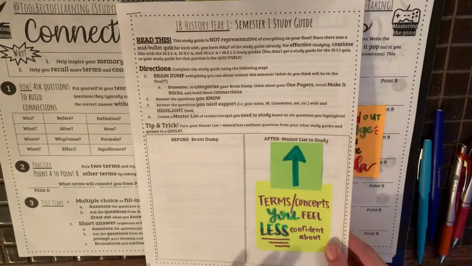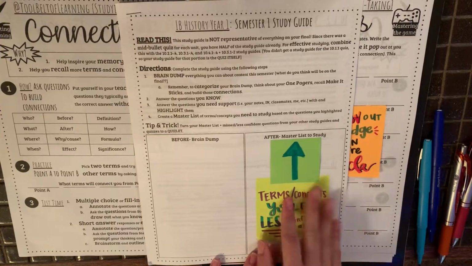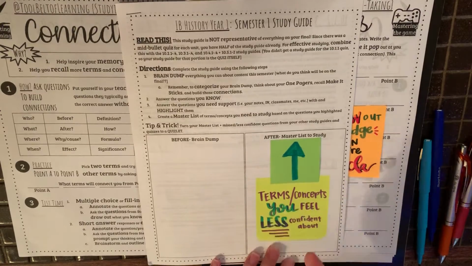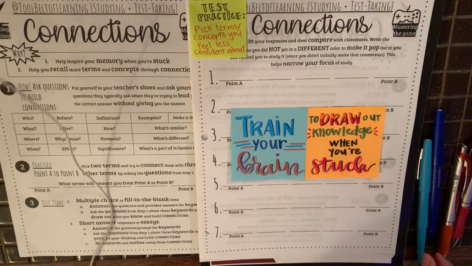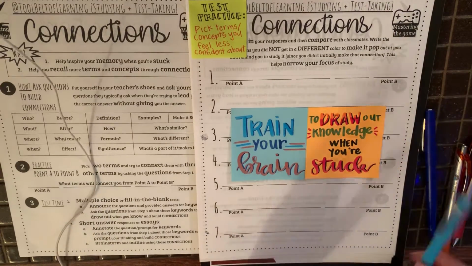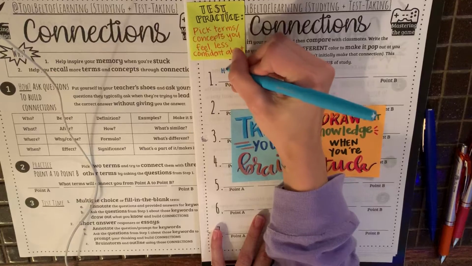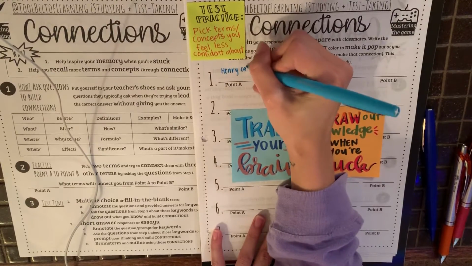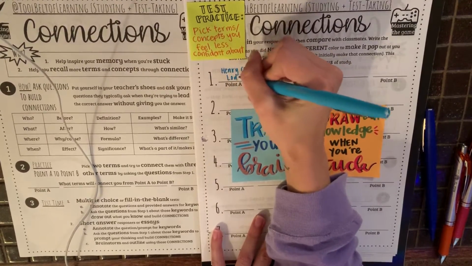So if you went through the effective and efficient study guide, then you went ahead and already made a list of terms that you feel less confident about. So this is what you could plug and chug into Connections. So what you want to do is start off with a term. So a term I've noticed students have been struggling with in IB history is Henry Cabot Lodge.